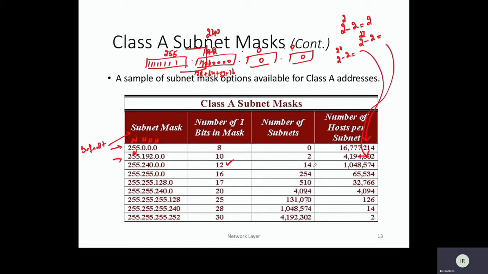So how many subnets can we create again? How many bits are borrowed in this case? So 2 raised to power 4 bits borrowed, minus 2. We can have 14 subnets, right?